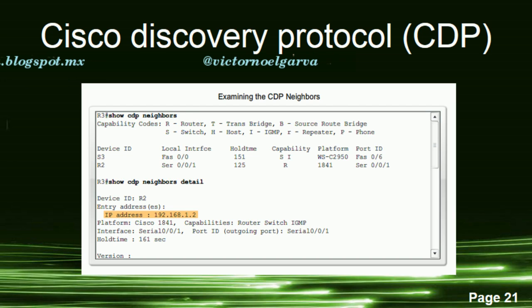CDP provides the following information about each CDP neighbor device. Device identifiers, for example, the configured host name of a switch. Address list, up to one network layer address for each protocol supported. Port identifier, the name of the local and remote port in the form of an ASCII character string such as Ethernet 0. Capabilities list, for example, whether this device is a router or a switch. Platform, the hardware platform of the device. For example, a Cisco 7200 series router.